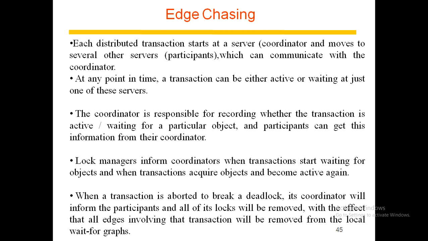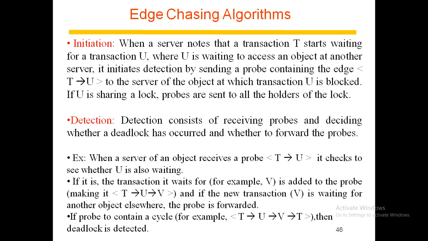A lock manager informs the coordinators when the transaction starts waiting for objects and when the transaction acquires objects and becomes active again. When a transaction is aborted to break a deadlock, its coordinator will inform the participants and all of its locks will be removed, with the effect that all the edges involving that transaction will be removed from local wait-for graphs. The edge chasing algorithm has the following steps.